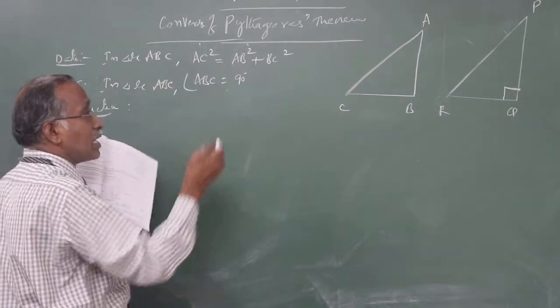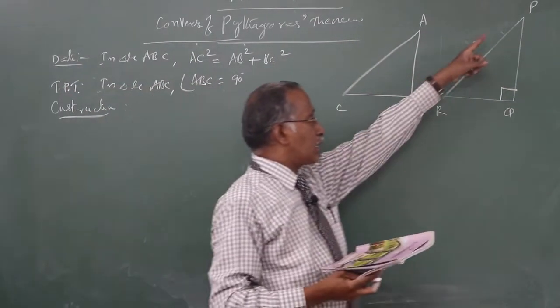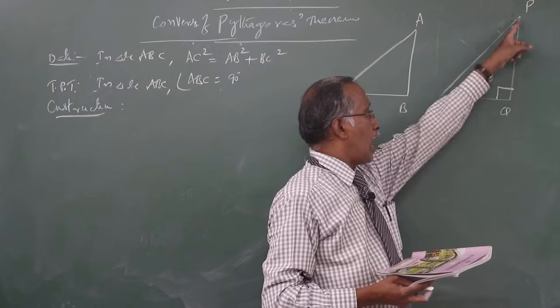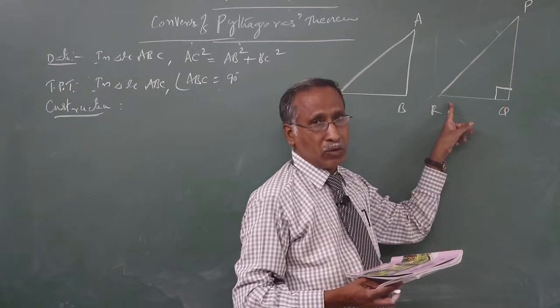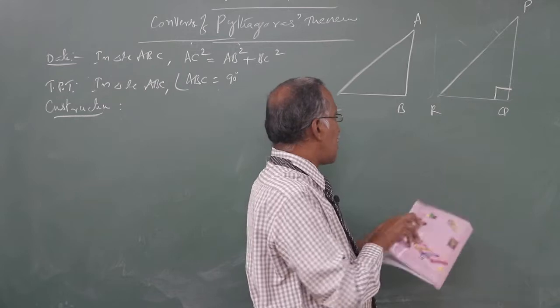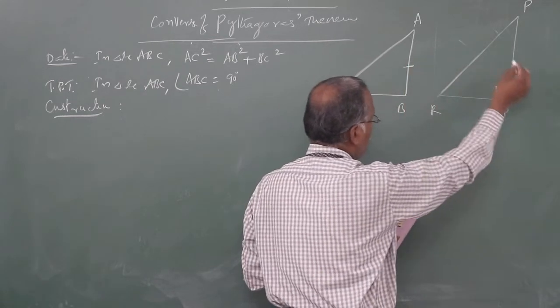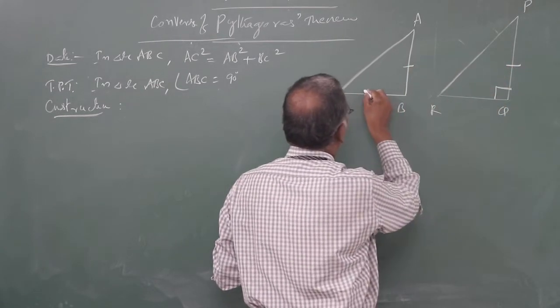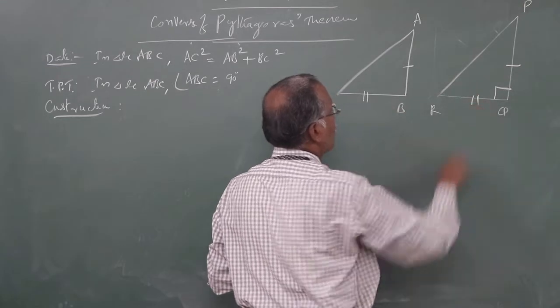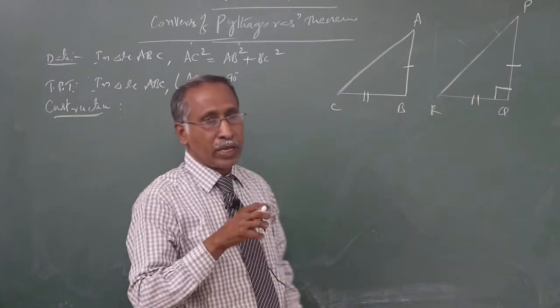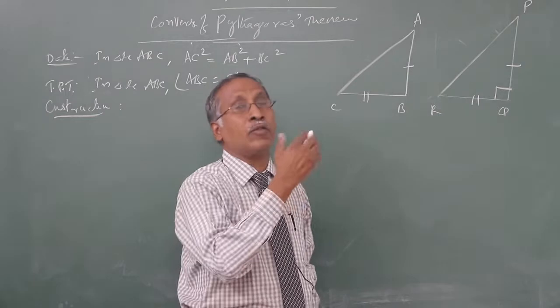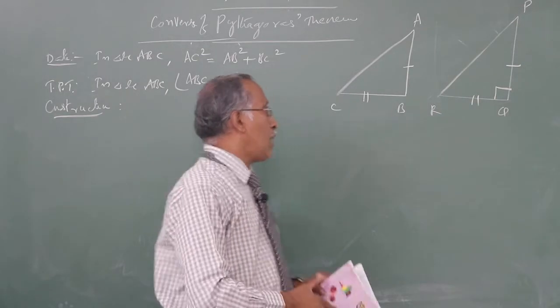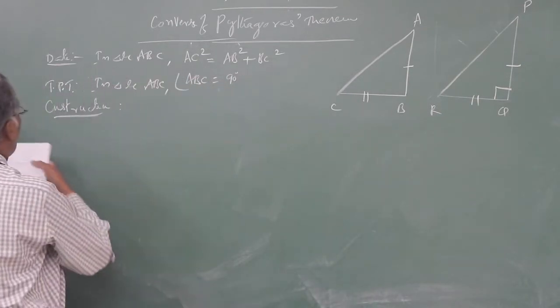So, what is the construction? In the triangle PQR, angle PQR is equal to 90 degrees such that AB is equal to PQ and BC is equal to QR. The same pictorial notation shows that those sides are equal. Now, the proof part, we have to go for this now.